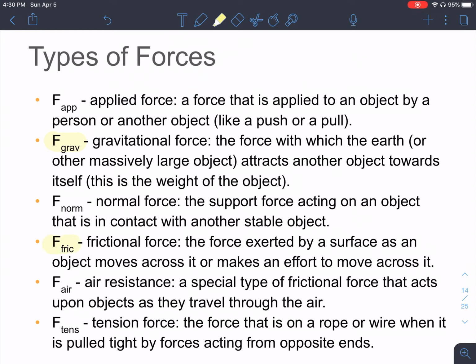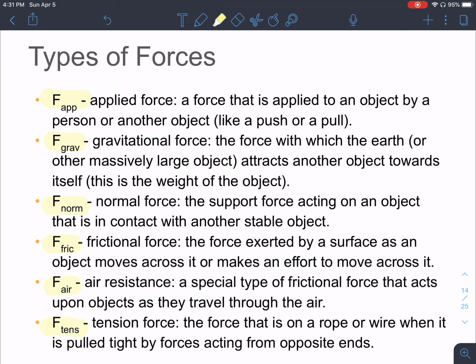And friction, F friction. There are a lot of different types of friction, but I think generally people know what friction is. It's a force exerted on a surface, and it causes something to stop moving, like when you are driving in a car and putting on the brakes. The friction of the road also helps the car come to a stop. Okay.